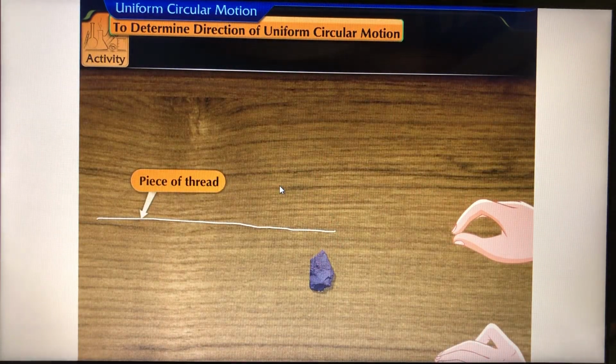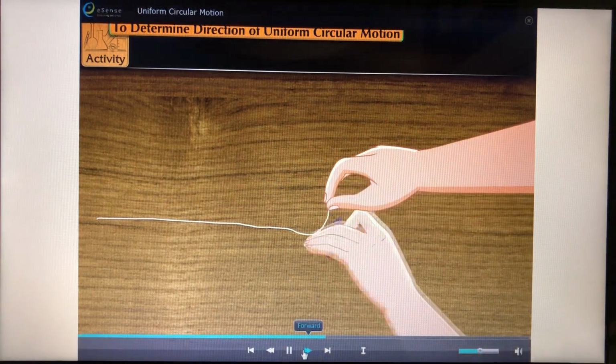Take a piece of thread and tie a small piece of stone at one of its ends.